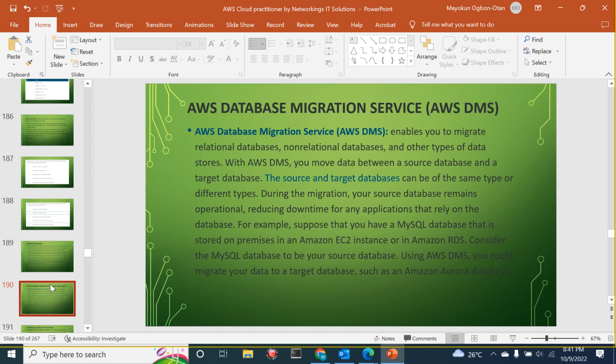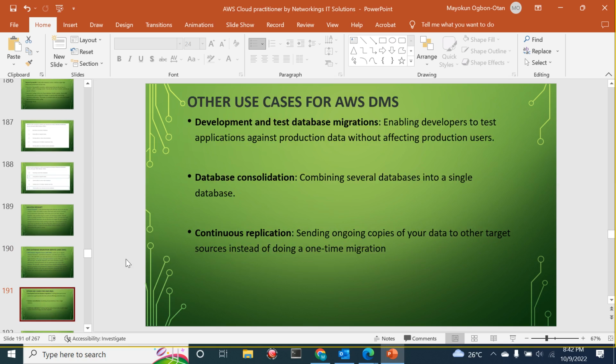During the migration, your source database remains operational, reducing downtime for any applications that rely on the database. For example, suppose that you have a MySQL database that is stored on premises, in an Amazon EC2 instance, or in Amazon RDS. Consider the MySQL database to be your source database. Using AWS DMS, you could migrate your data to a target database such as an Amazon Aurora database. So it becomes seamless. That's simply what we are saying there.